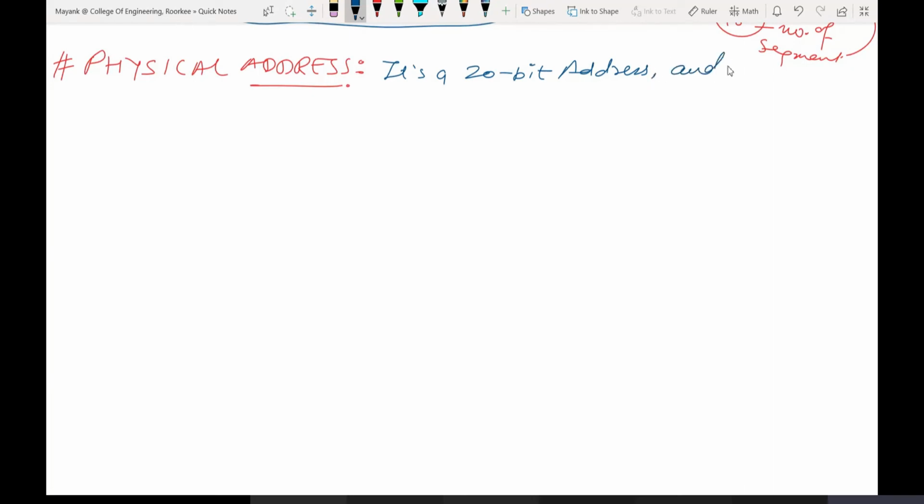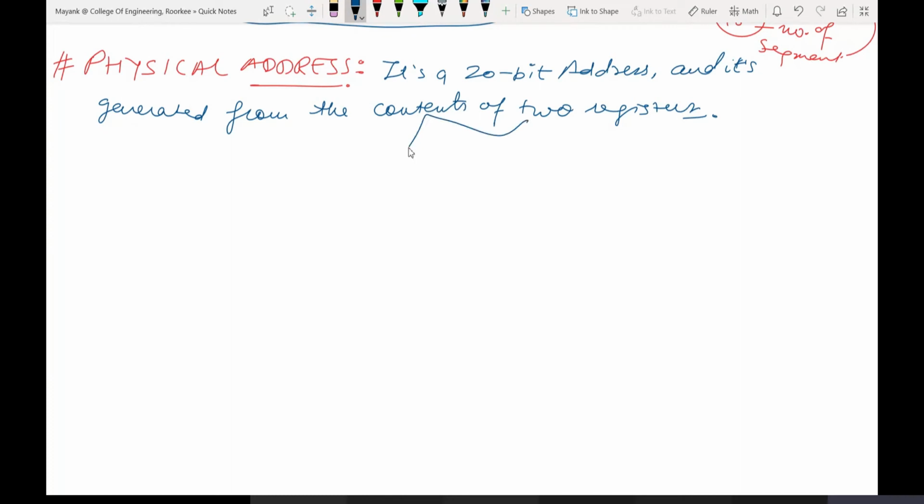Fine. And it's generated from the contents of two registers. Which two registers? First register is called the segment register. And what does the segment register contain? You know already. The segment register contains the base address of the segment.